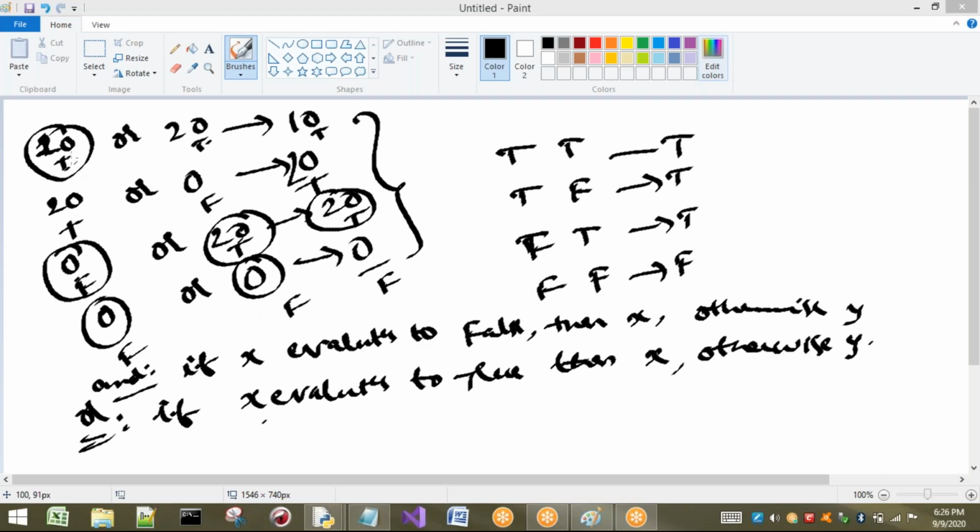Once again, because it may lead you to confusion. If x evaluates to true, in these two cases it is true, so the answer will be 10 and 20, because it returns x. Next, in this case and in this case, x is false. It is not true, so it has to return these values y. So the answer is 20 and 0. Yes. This is about your and-or operation.